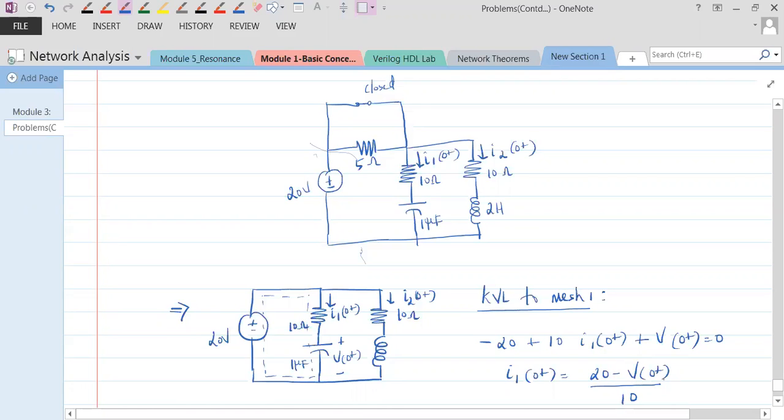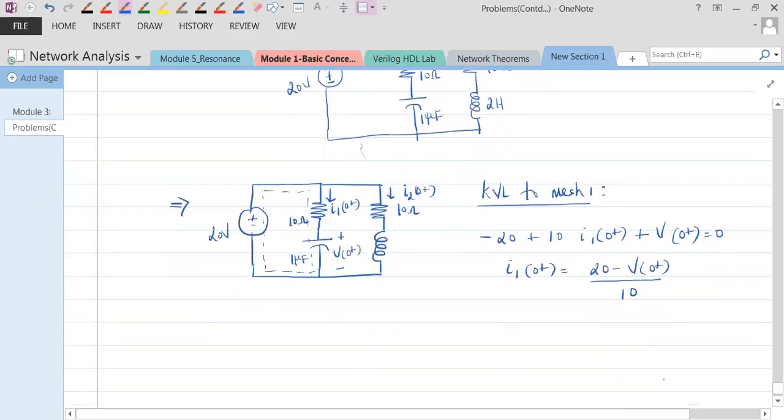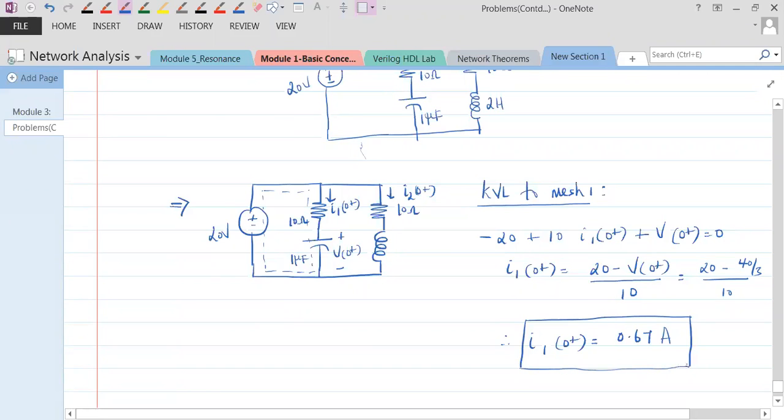If you substitute V of 0 plus, what is that? If you substitute V of 0 plus as 40 by 3, we'll get our I1 of 0 plus equal to what? 0.67 amps. Is everybody okay with this?